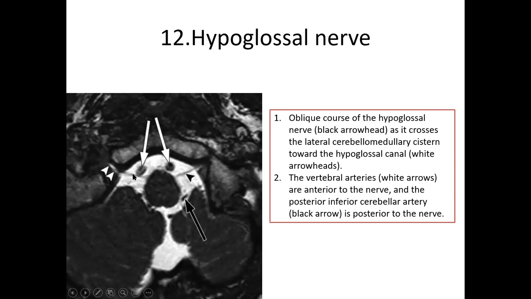It goes to the cerebellomedullary system. This is the cerebellomedullary system. So in this cerebellomedullary cistern, it traverses and goes to the hypoglossal canal. And the two vertebral arteries, and the posterior inferior cerebellar artery in the black arrow. You can find this system posterior to the vertebral artery. You can find the hypoglossal nerves towards the hypoglossal canal.